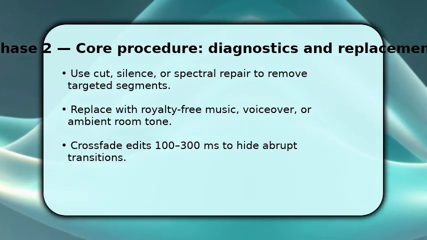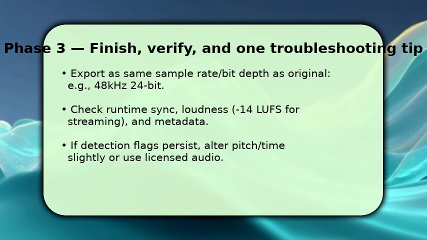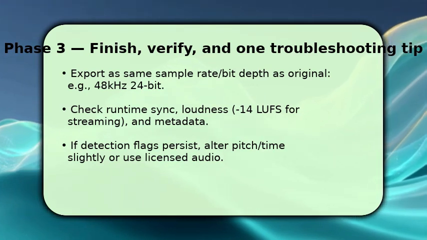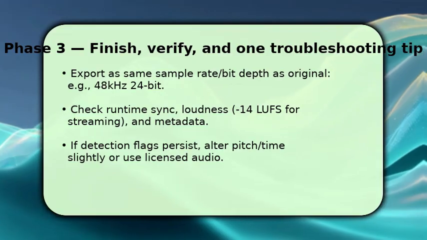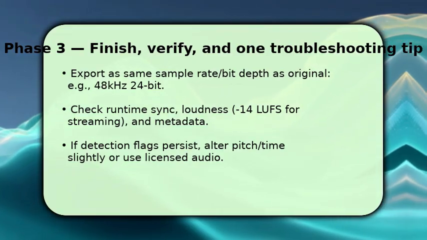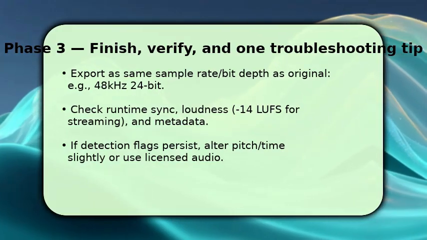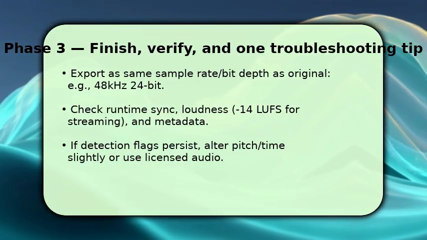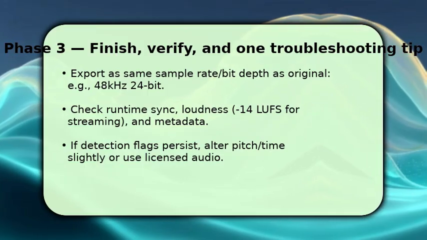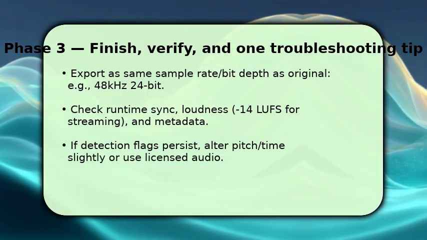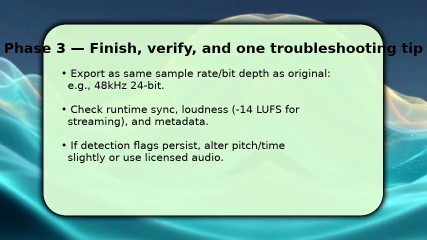You finish by checking sync and loudness. Play full video, ensure lip sync, and confirm target loudness. For many platforms, aim near -14 LUFS. Export using original sample rate and bit depth to avoid artifacts. Name the file clearly. If automated content ID still flags your video, try subtle pitch or tempo adjustments, or better, replace with licensed/royalty-free audio to guarantee clearance. If edits introduce artifacts, revert to the backup and redo the cut with shorter fades.